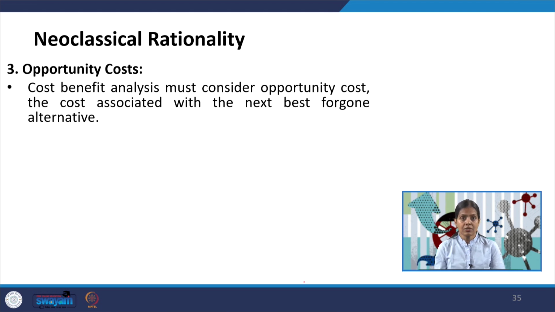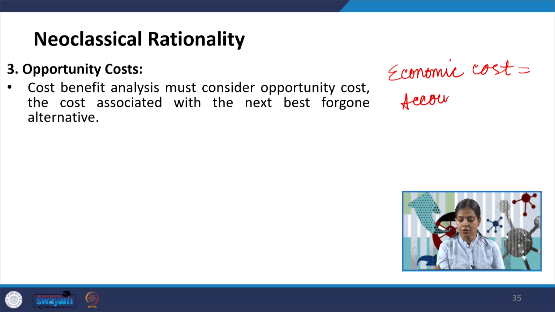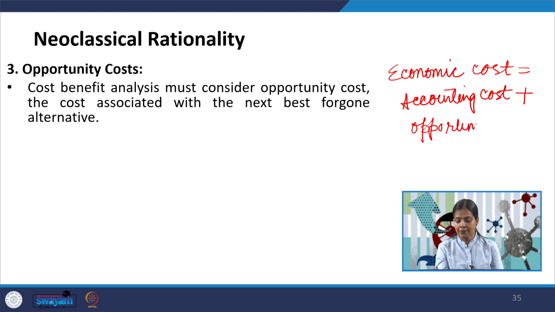Number 3, opportunity cost. Cost benefit analysis must consider opportunity cost, the cost associated with the next best foregone alternative. So, whenever we talk about cost in economics, that is actually economic cost, which consists of 2 components. One is the accounting cost, also called explicit cost, the cost that we get to see, which is basically recorded in our bookkeeping of costs. And the second component is opportunity cost, which is also called the implicit cost, because this is not visible, this is only calculated in our mind.